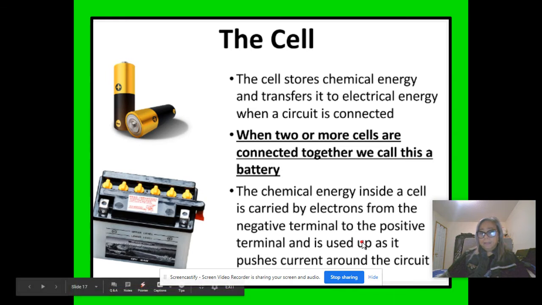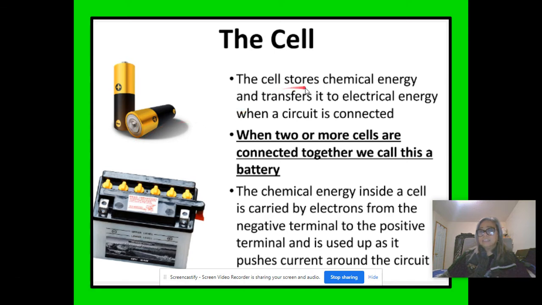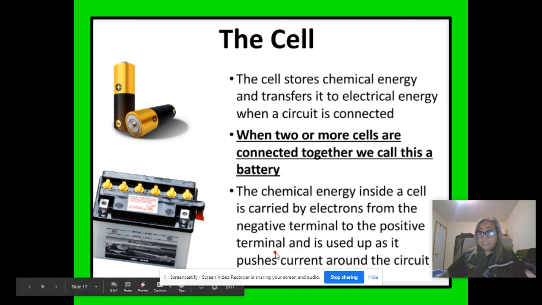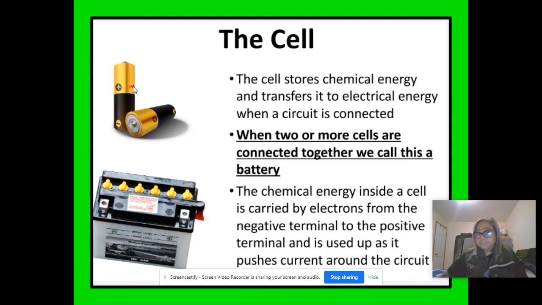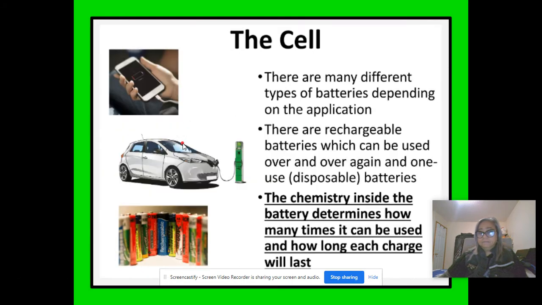Now, the cell, you're mostly familiar with the word batteries, right? So that cell stores chemical energy and transfers it to electrical energy when a circuit is connected. Now, when two or more cells are connected together, we call this a battery. The chemical energy inside a cell is carried by electrons from the negative terminal to the positive terminal and is used up as it pushes current around the circuit. And usually in a battery, you can clearly see the positive side or the negative side there.